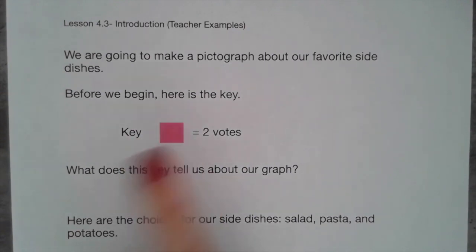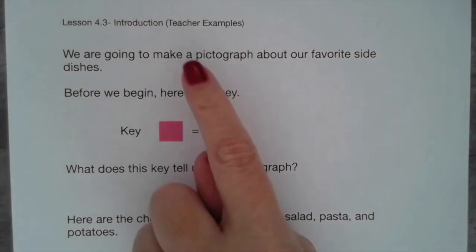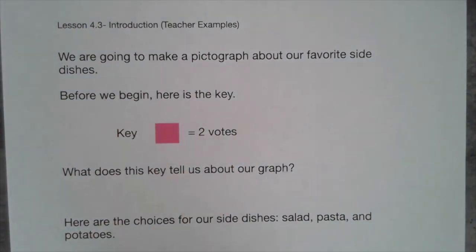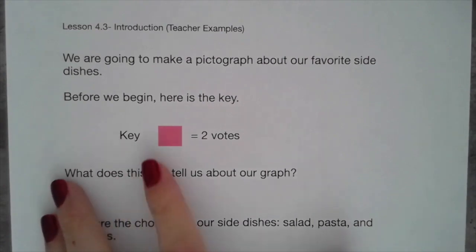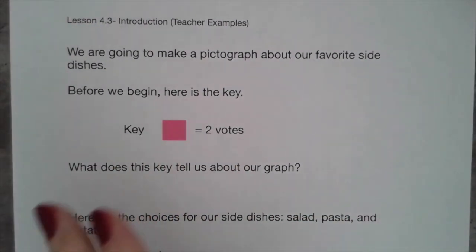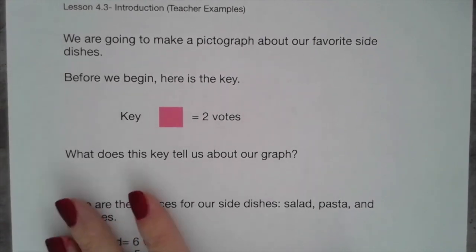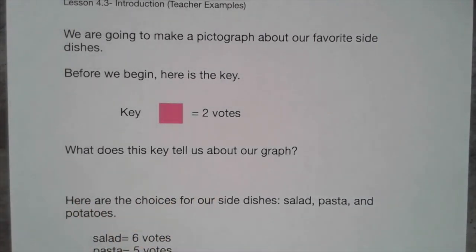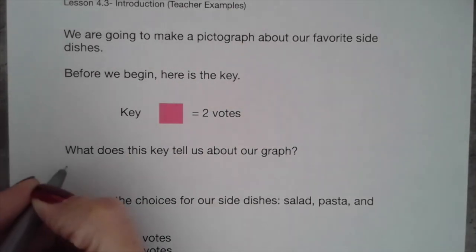Okay, so we're going to come back to this in a minute. We're going to make a pictograph about our favorite side dishes. Okay, so the key: each square that I draw is going to stand for 2 votes. Now, what does this key tell us about our graph? We need to count by 2s.